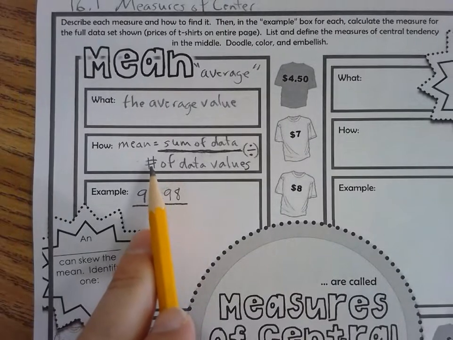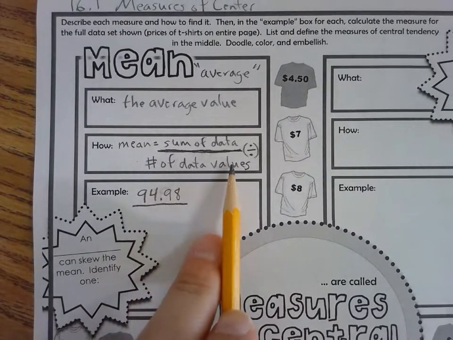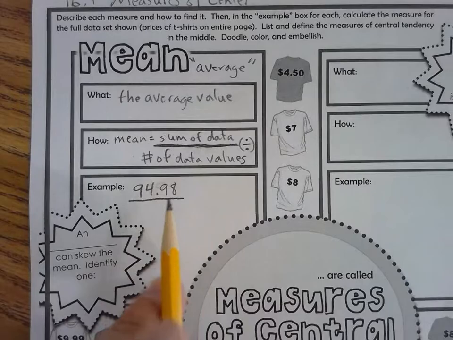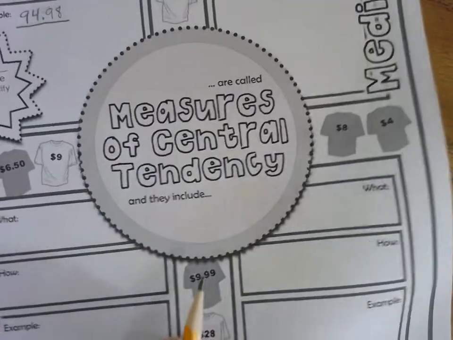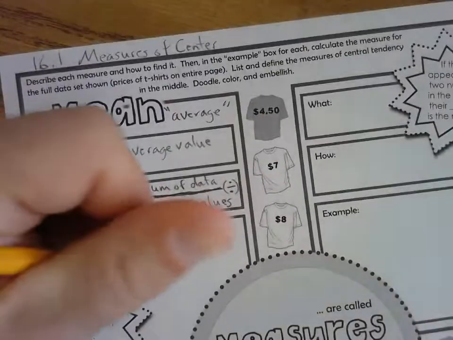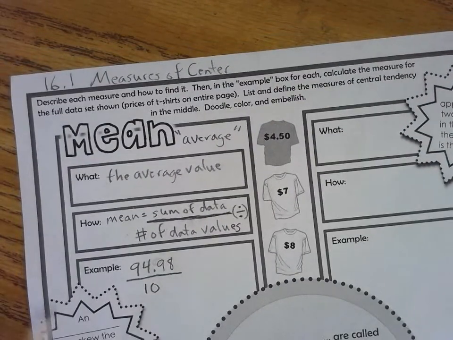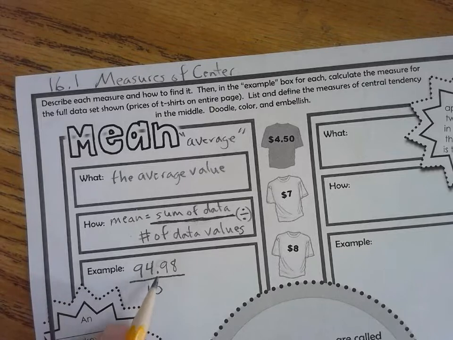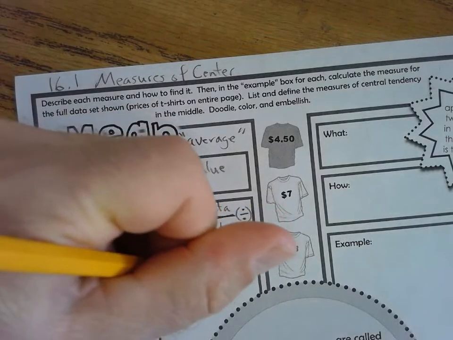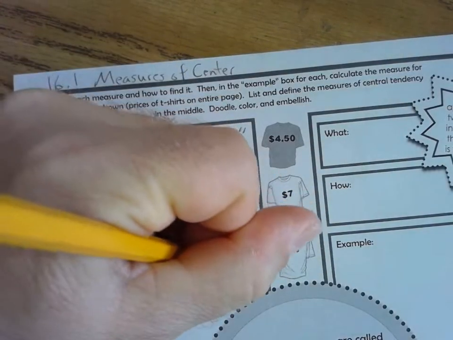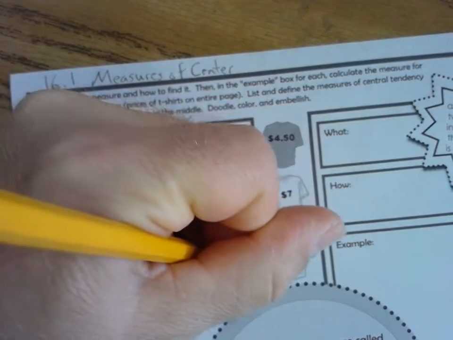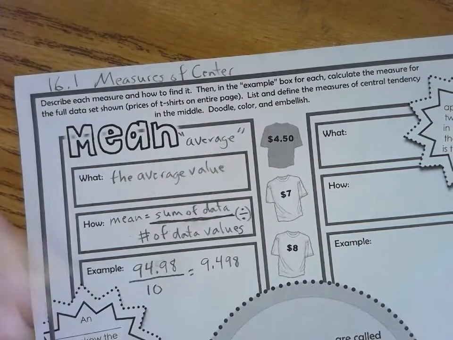Then, since I want to divide by the number of data values, I want to divide by the number of t-shirts. So if I count the t-shirts up, 1, 2, 3, 4, 5, 6, 7, 8, and then down on the bottom, 9, 10. So I'm dividing by 10. Remember, when you divide by 10, you're basically moving your decimal place one spot to the left. So this would come out as 9.498.